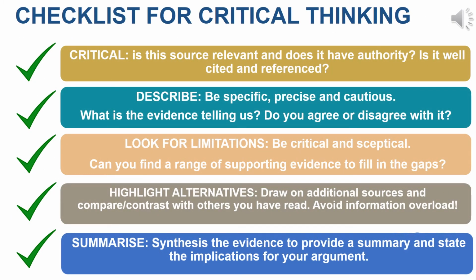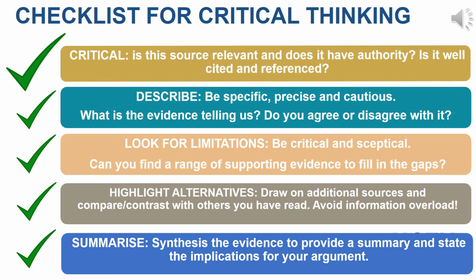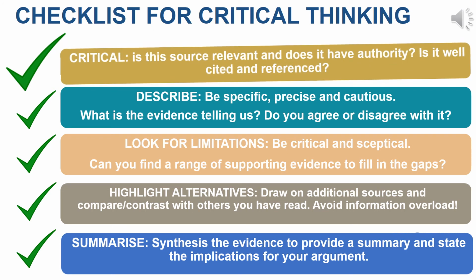Whether you decide to use the three-stage model or Bloom's taxonomy, there are a few things to keep in mind when reading and evaluating sources. Use a checklist like this to keep you on the correct path. Critical. Begin by selecting the best evidence for your subject. Look at how robust your source or evidence is.